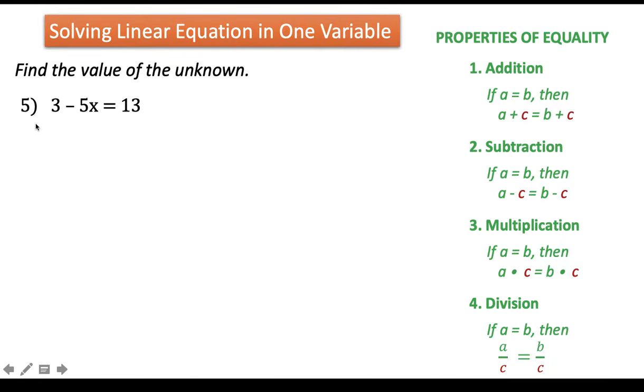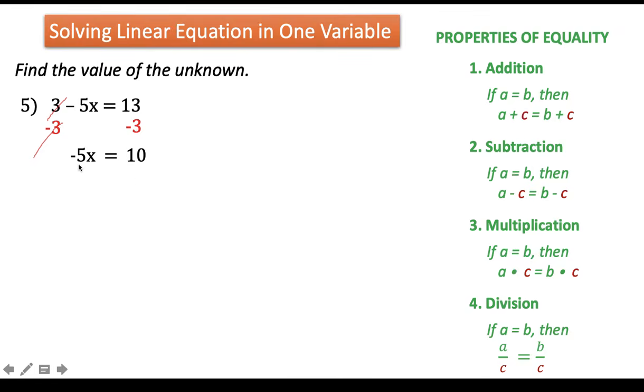In our given number 5, 3 minus 5x is equal to 13. Here, we will first eliminate this positive 3. So we are subtracting 3 on this side. We must do the same on the other side. This is the application of the subtraction property of equality. So 3 minus 3 is 0. We are left with negative 5x. Then on the other side, 13 minus 3 is 10.